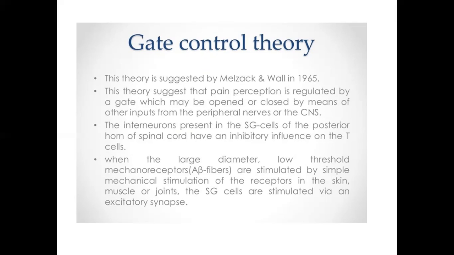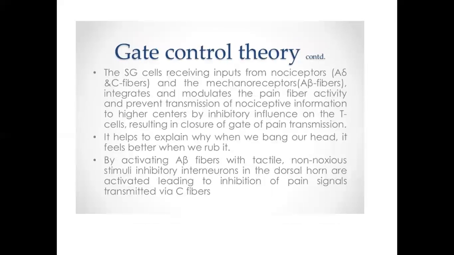The substantia gelatinosa cells are stimulated by an excitatory synapse. The substantia gelatinosa cells, receiving input from the nociceptor and the mechanoreceptor, integrate and modulate the pain fibers' activity and prevent transmission of nociceptive information to higher centers by an inhibitory influence on the T cells, resulting in closure of the gate of pain transmission. It helps to explain why when we bang our hand, it feels better when we rub it.